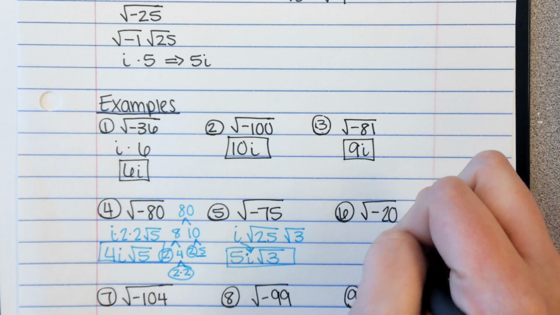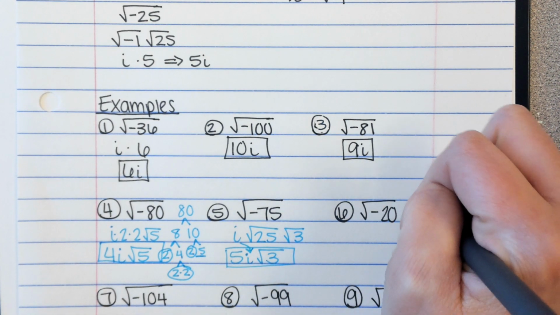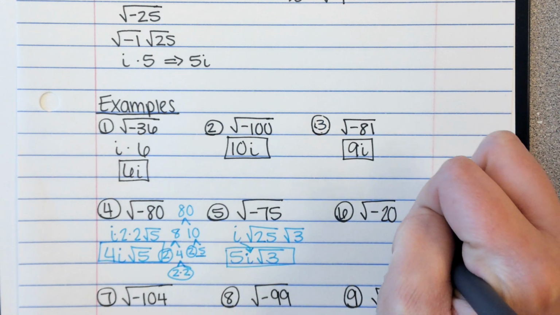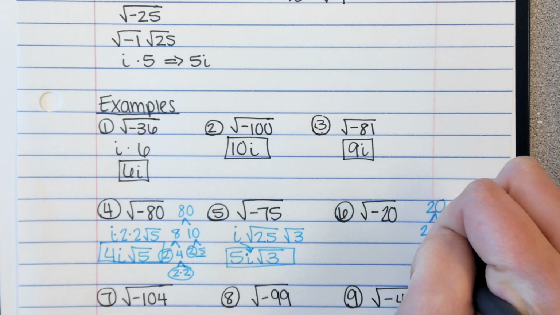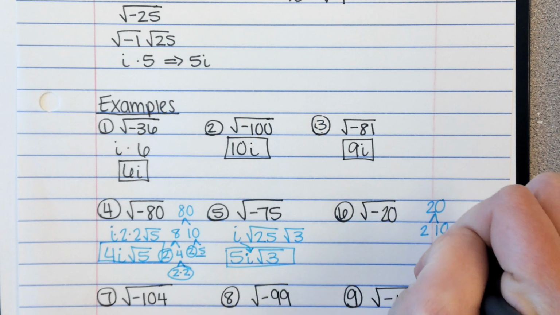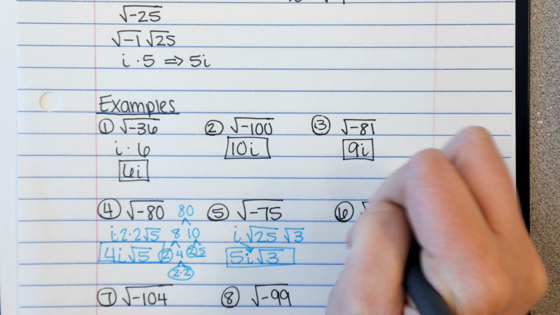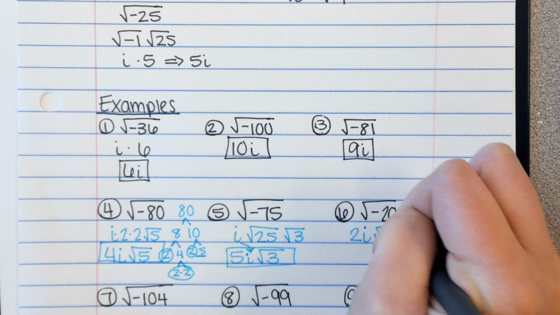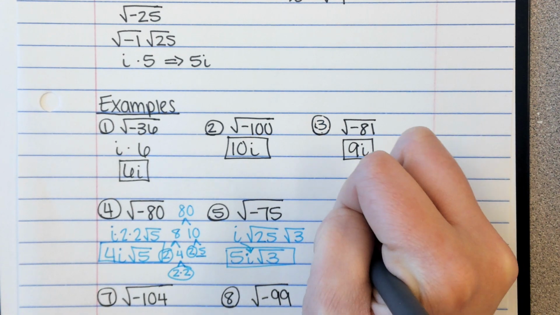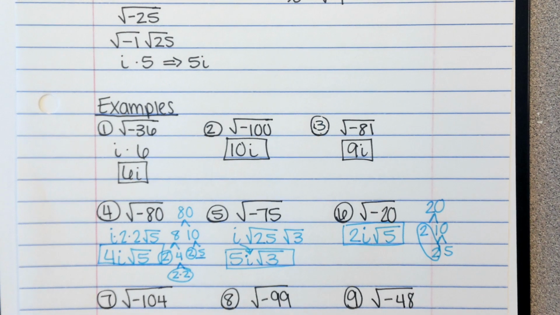All right, number 6. I'm going to do a factor tree of 20. It's 2 times 10. 10 is 2 times 5. I have a pair of 2's, so I'm going to bring out the 2. I'm going to bring out the negative and create an i, and then I have a 5 left over, so 2i square root of 5.